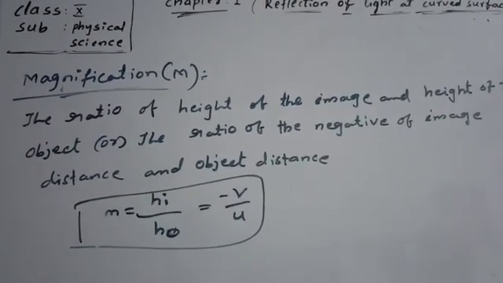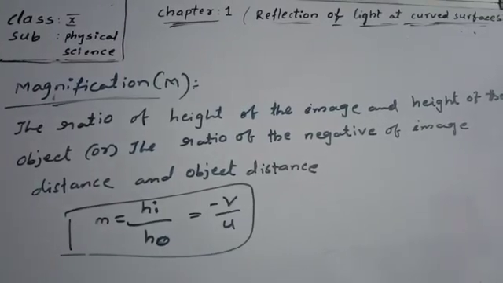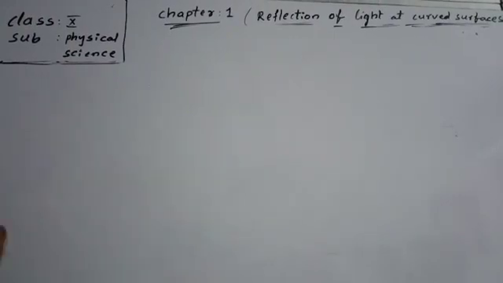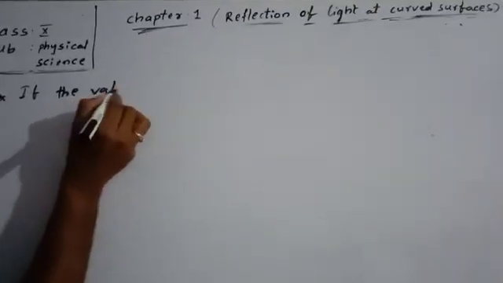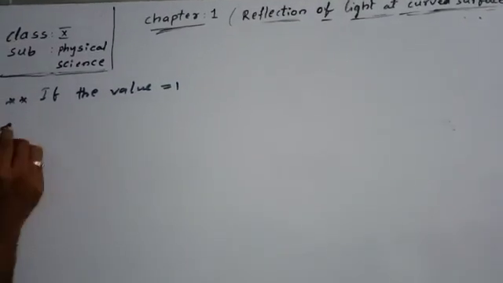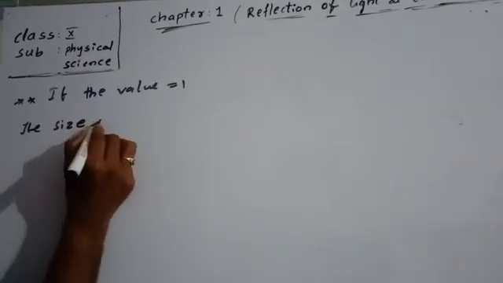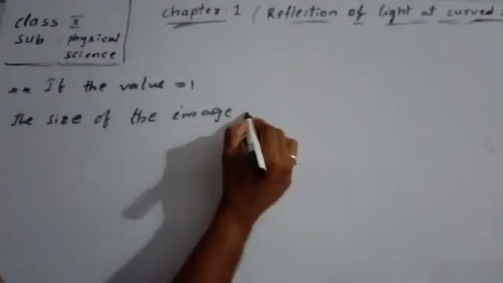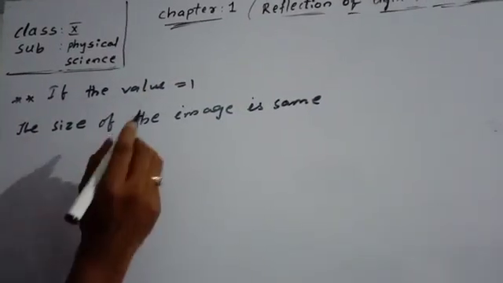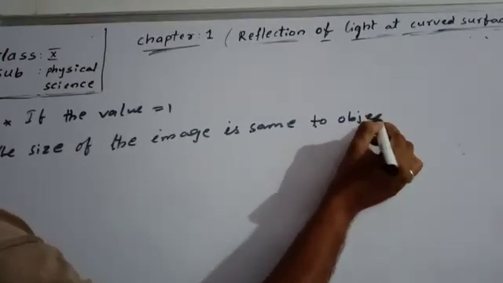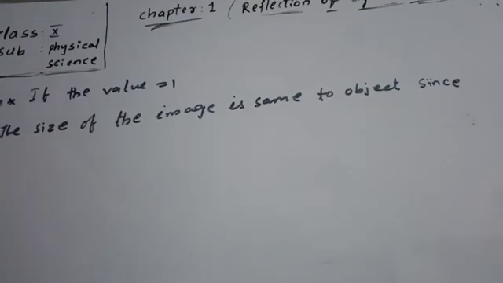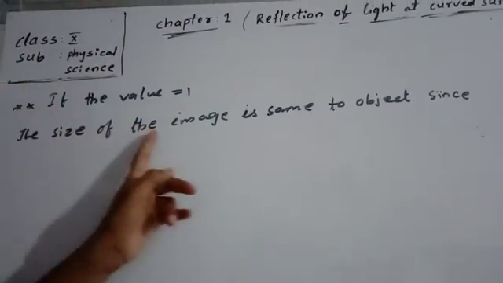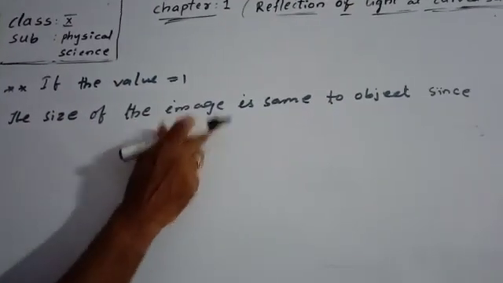In that problem also having that. What is the magnification? If you are asking what is the formula: height of the image by height of the object, or negative image distance by object distance. You have to remember this formula. And a few points about that, very important. If the value m is equal to 1, then the size of the image is same as the object. Size of the image and object is same.